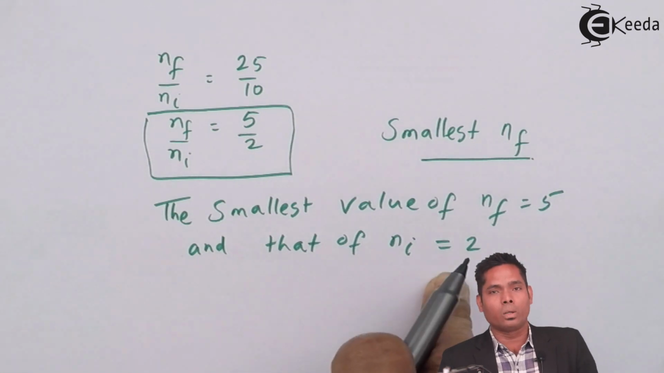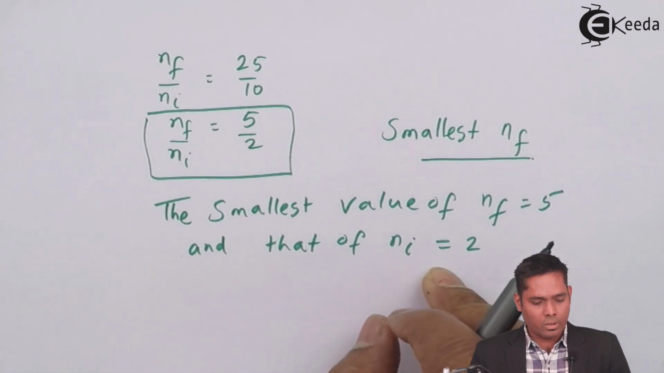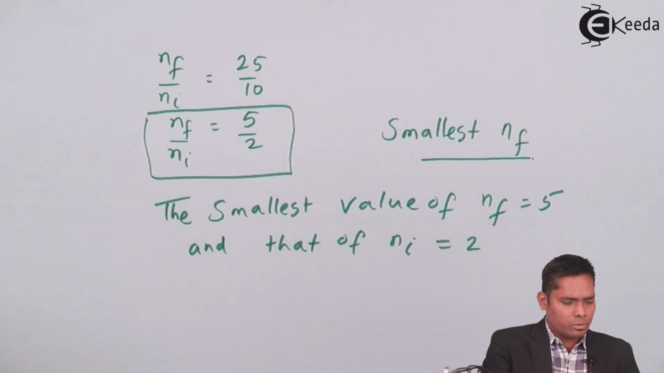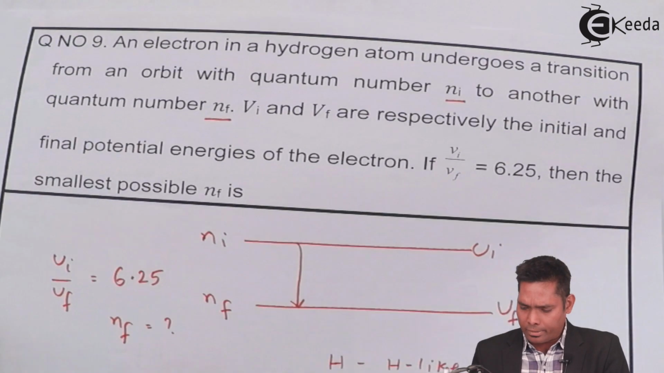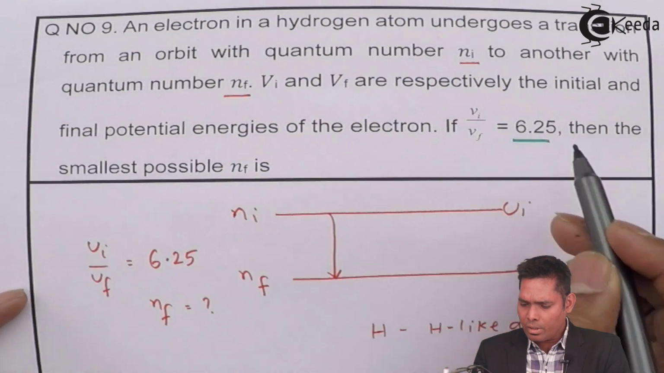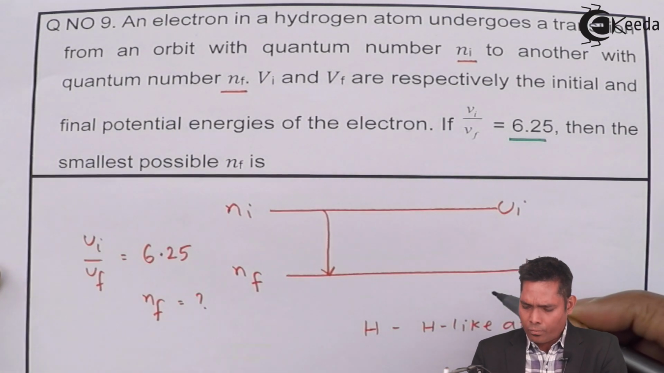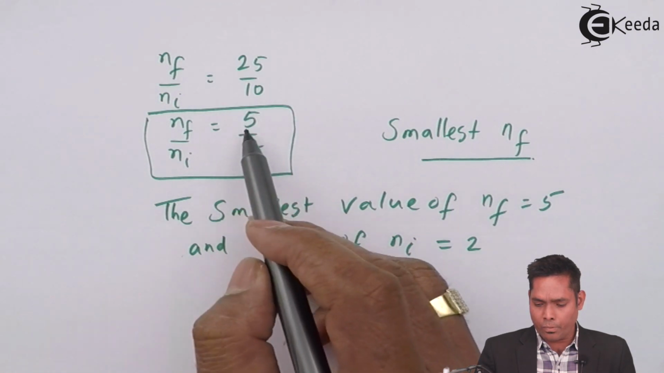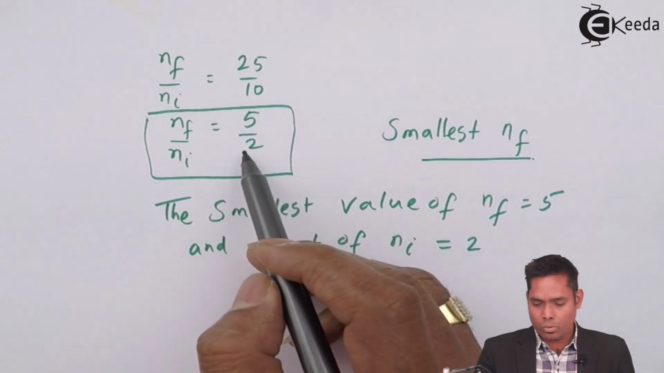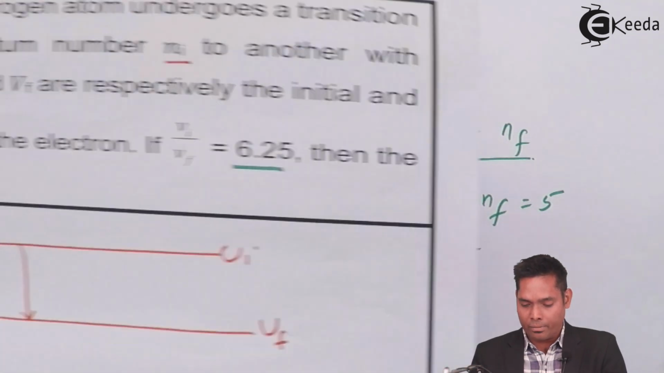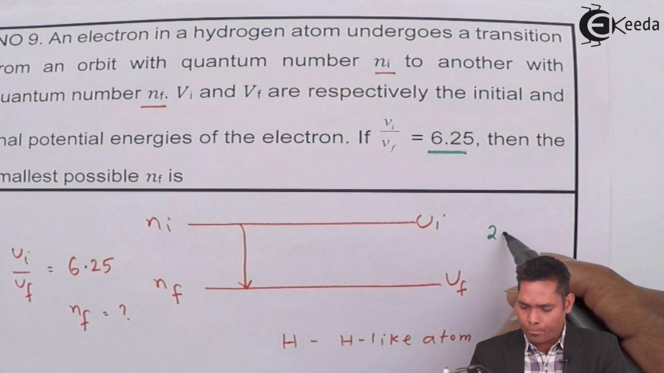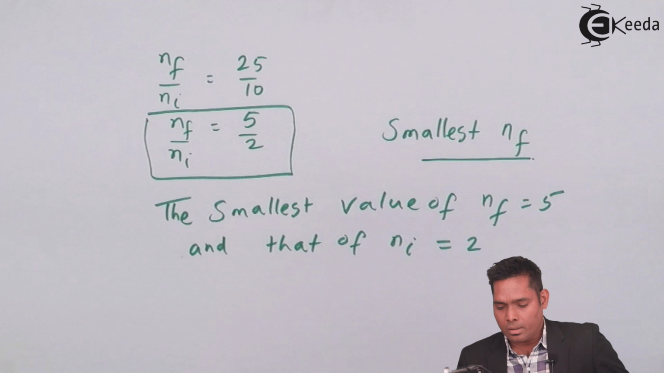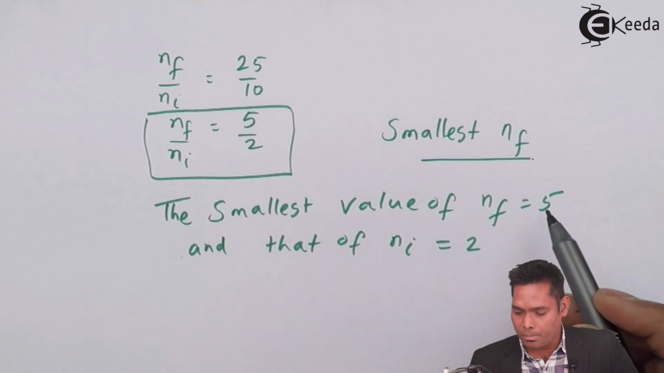During this transition, the ratio of the potential energy will be 6.25. So if I want this, I should have Nf as 5 and Ni as 2. Initial is 2, the final is 5. So the transition is actually from 2 to 5. So this is the only possible smallest value. Other values are also possible, but this is the smallest value.